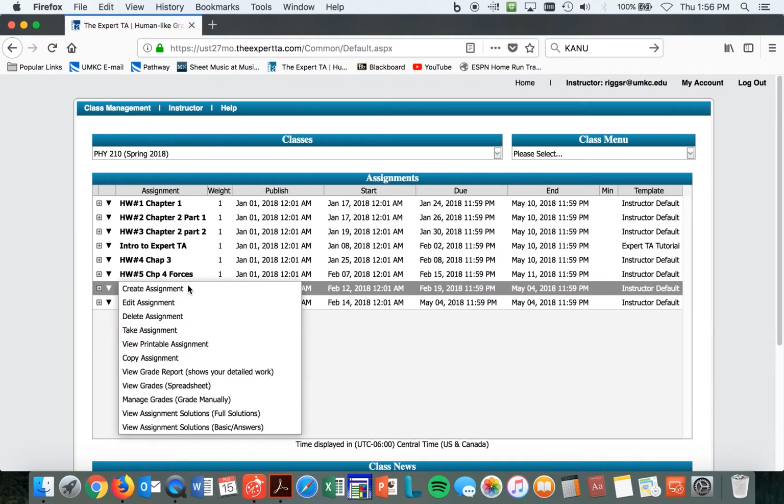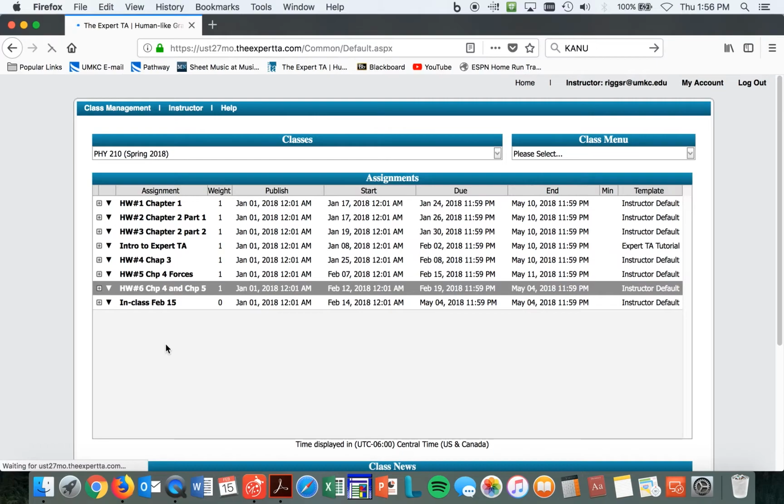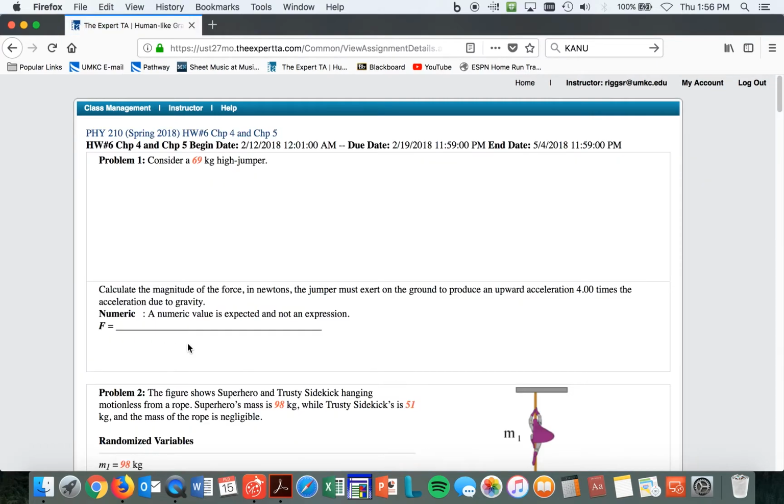Now let's go back and do, I like to view a printable assignment here. That's easier for me to read. Now, let's just go through this, just so you get an idea. Let's take a look at this first problem.